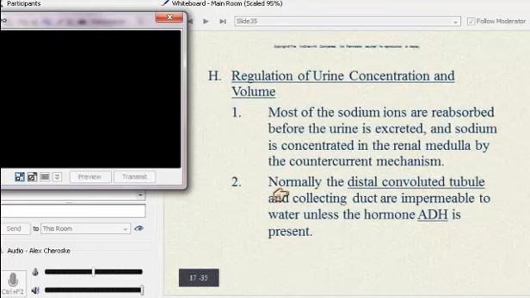So that remaining 20%, we have under what's called hormonal control. So if we are well hydrated, then we're going to basically just let that 20% go. We got 80% back so that we stay in balance. Looks like we're having a lot of input, so we can let that extra 20% go.